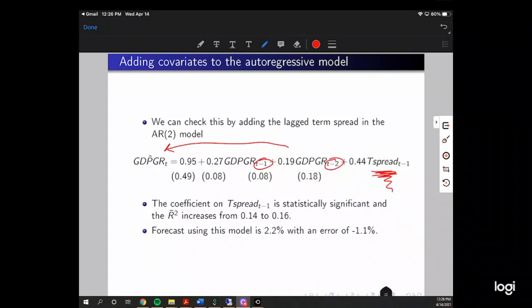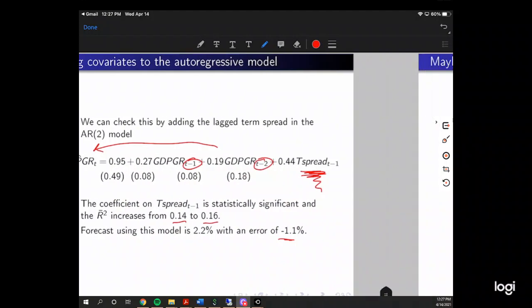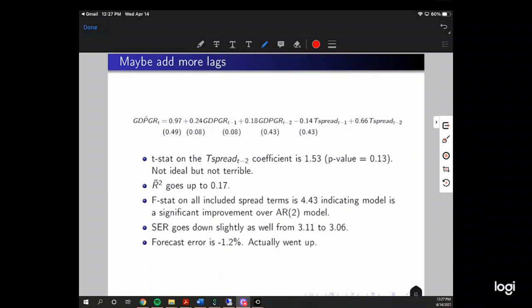The coefficient on term spread t-1 is statistically significant, and the r squared increases from 0.14 to 0.16. That's good. We want to increase our r squared. The forecast using this model is 2.2% with an error of negative 1.1%. So maybe we can even add more lags.